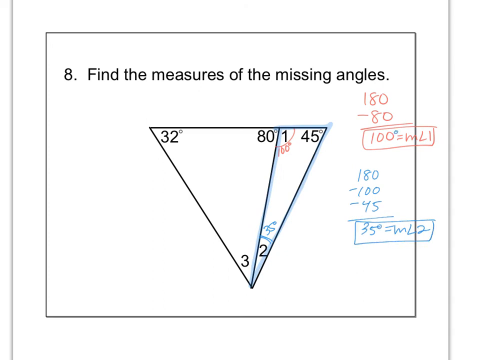And then last but not least, we have angle 3. And if I outline this left triangle in green, think of that triangle. The three corners are going to add up to 180. So 180 minus the 80 minus the 32 is 68. So angle 3 down here is 68 degrees.